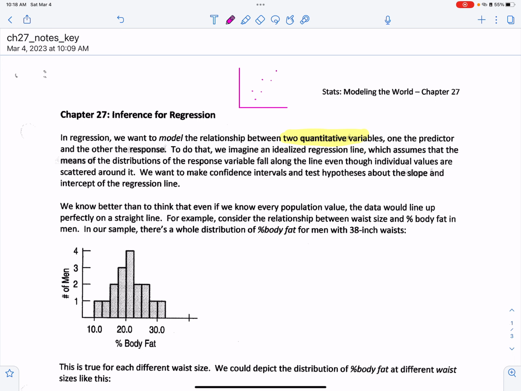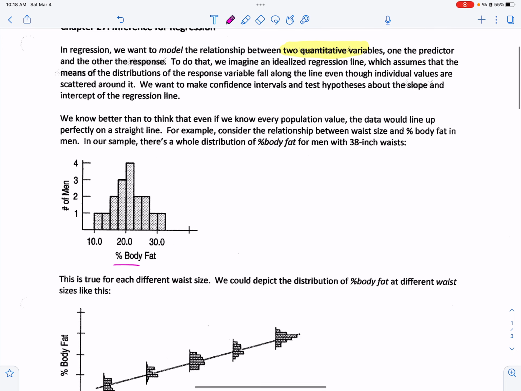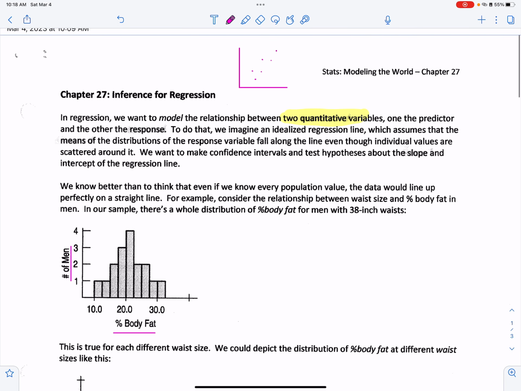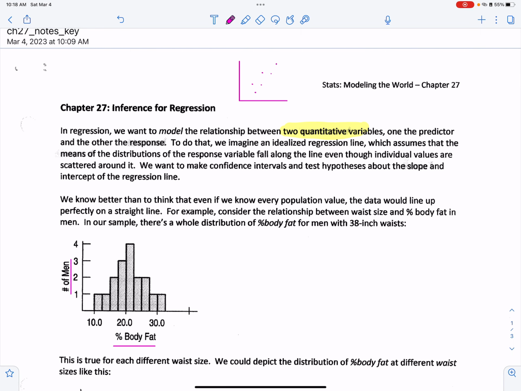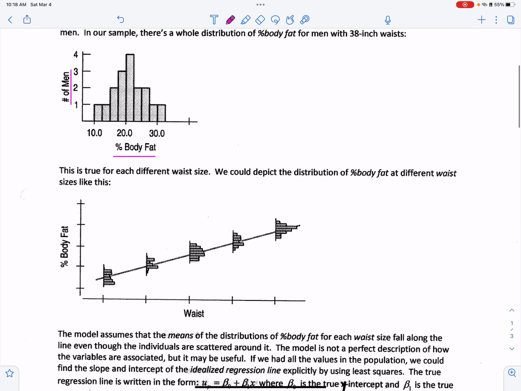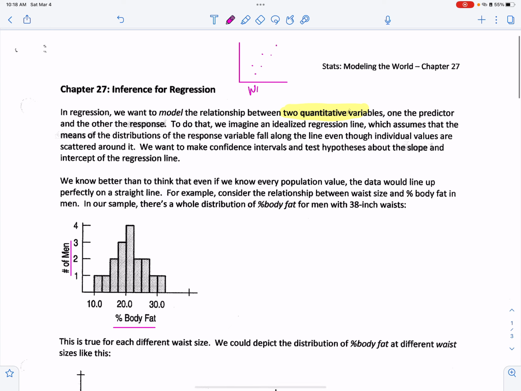So this one, which we're about to do, is body fat percentage, which is a quantitative measure, and the number of men, which is a quantitative measure. And you would get a distribution, and this here is the frequency of men, because it's showing something else. But if I was doing, which it's going to show in just a second, your waist size and body fat percent, you would get an actual line.